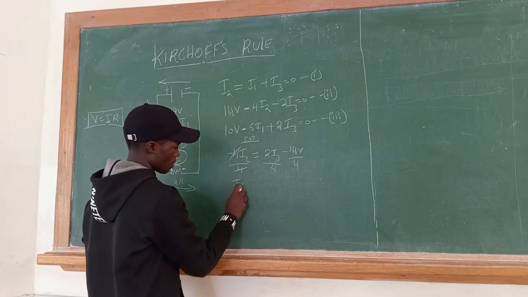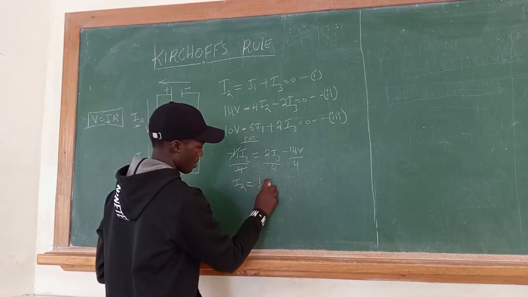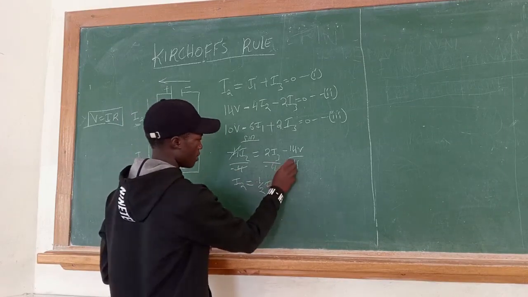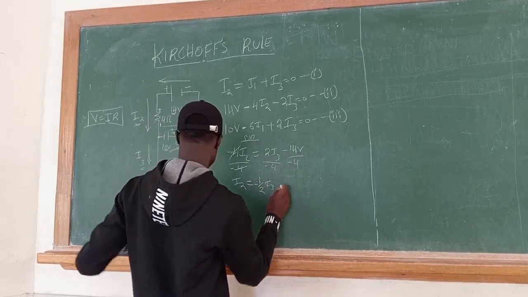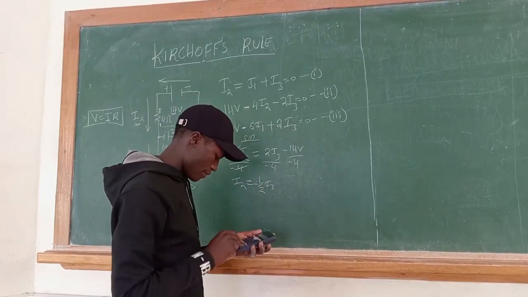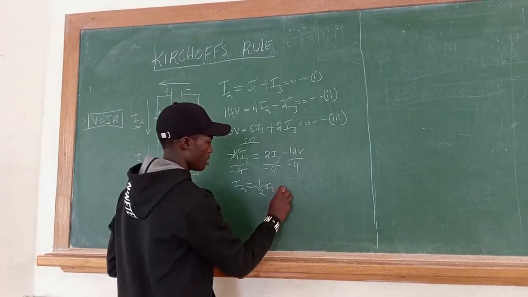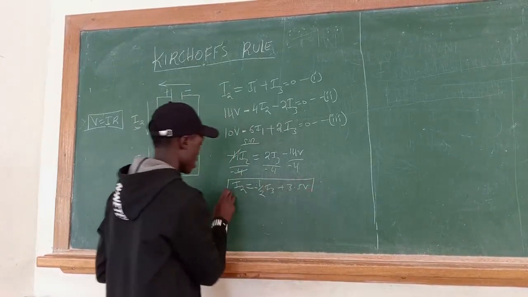So I2 is going to be half I3, negative, you have negative 4. So negative half I3, then negative 14 divided by negative 4. That is plus 3.5 volt. So that is the equation for I2.